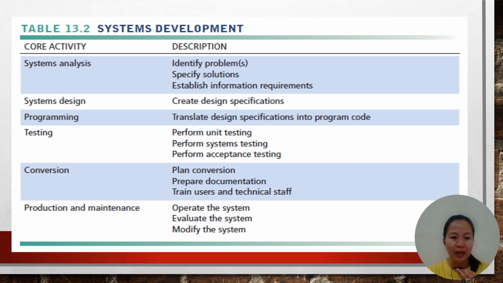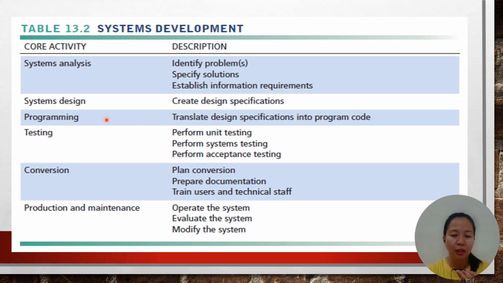So here is the description of the system processes, or the core activity. System analysis is where you identify the problem, specify the solution, and then establish information requirements. In system design, we create design specifications for the users or the participants, as I mentioned earlier. In programming, translate design specifications into program code.